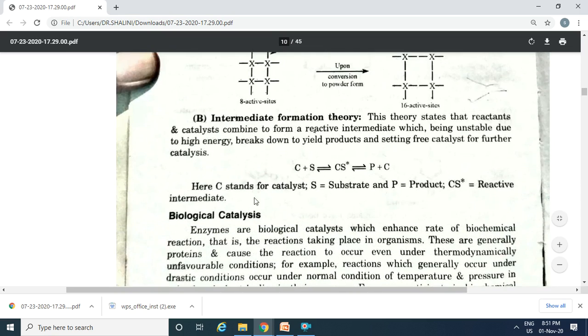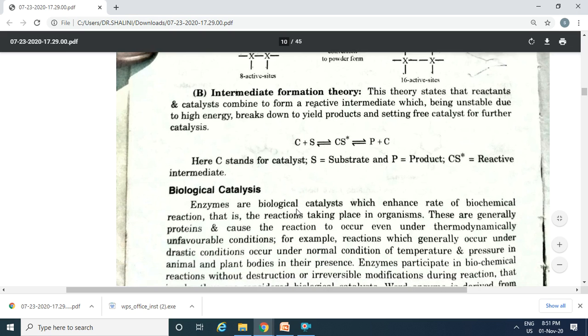Here the carbon plus sulfur are adding and forming a carbon sulfide intermediate, which then decomposes into the product. So this is the equilibrium. Here is the equilibrium in all the two stages. So C stands for catalyst, S is substrate, P is the product, and C star is the reactive intermediate.